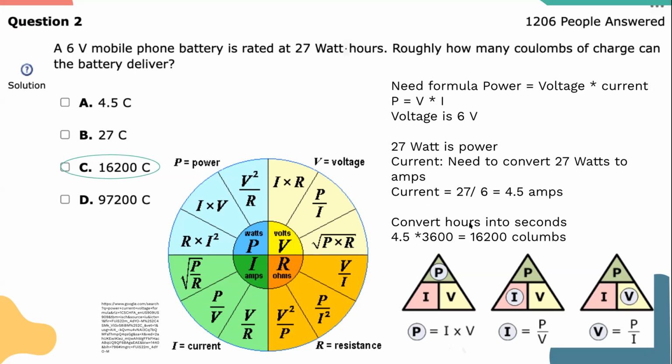And then we need to convert that hours into seconds. So 4.5 times 3,600 is 16,200 coulombs. And I just put this chart up. So these are the equations you guys should know. And this is like a triangle chart that you can see to figure out the formula if you don't want to memorize them.